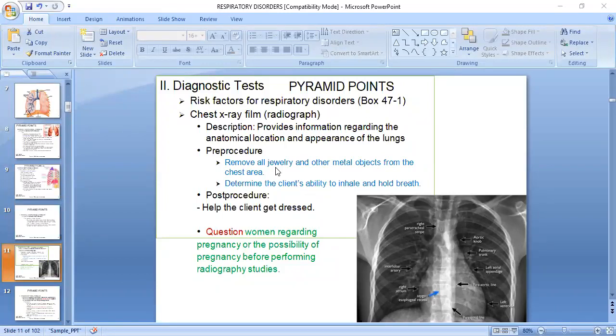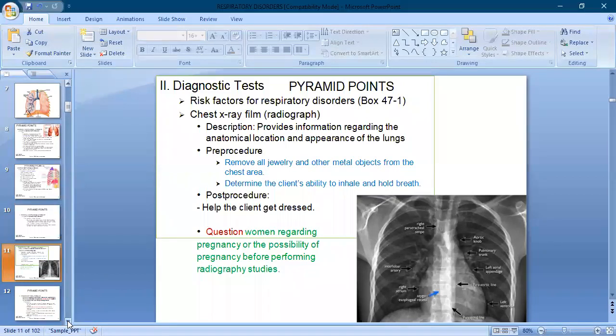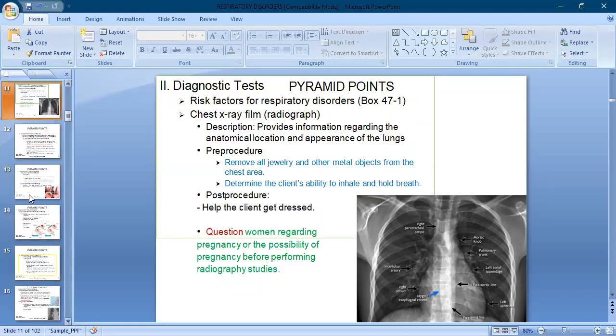Question women regarding pregnancy or possibility of pregnancy before performing it. In the case of a female of childbearing age, you have to ask whether she is pregnant or not, or has a chance of pregnancy within the month. If anybody has a positive history, we tell them not to do this. This radiology is not good for the baby.